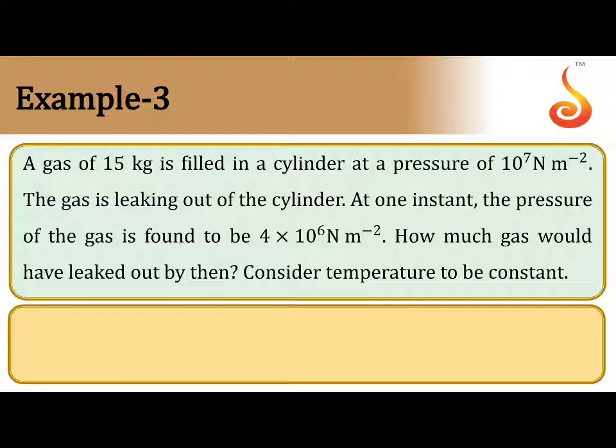In this question, they have told that a gas of 15 kg is filled in a cylinder at a pressure of 10 to the power 7 Newton per meter square. The gas is leaking out of the cylinder. At one instant, the pressure of the gas is found to be 4 into 10 to the power 6 Newton per meter square. How much gas would have leaked out by then? Consider the temperature to be constant, they have told.